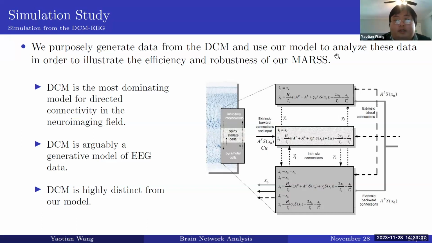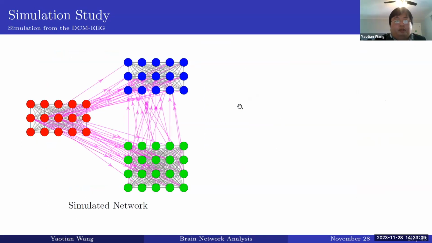Now let me show the simulated network structure. Our simulated network contains three modules. Regions in dark blue, red, or green are in the same module. Gray edges represent the within module connections. Pink edges represent the between module connections.